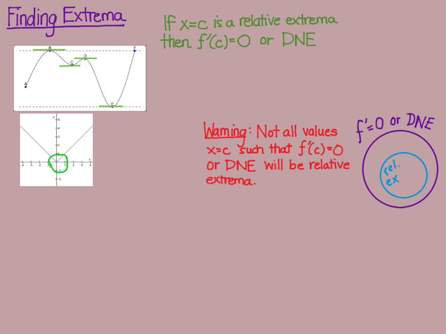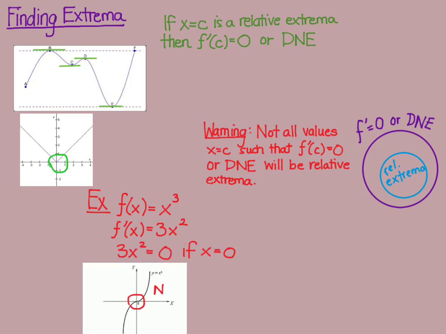To summarize the warning in a Venn diagram, the relative extrema are a subset of the values where the derivative is equal to 0 or does not exist. An example of this is f of x equals x cubed. Notice that f prime of x is 3x squared, and this equals 0 if x equals 0. But notice that on the picture here, even though we have a horizontal tangent line at x equals 0, it's not a relative maximum or minimum. We will talk about points like this as we move on.